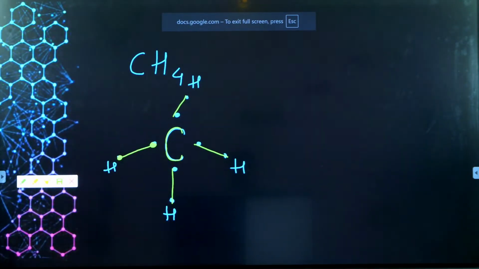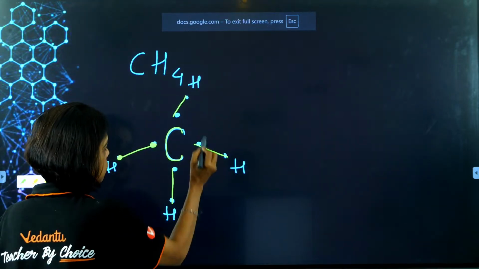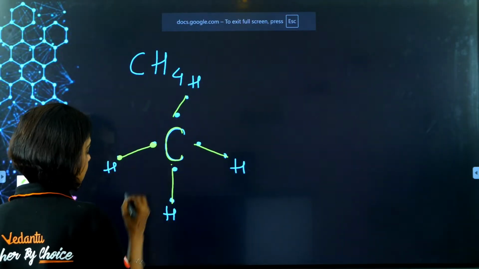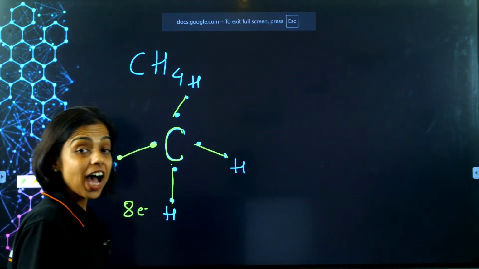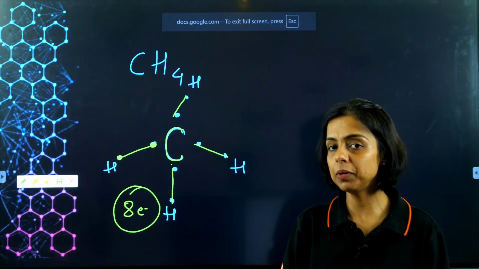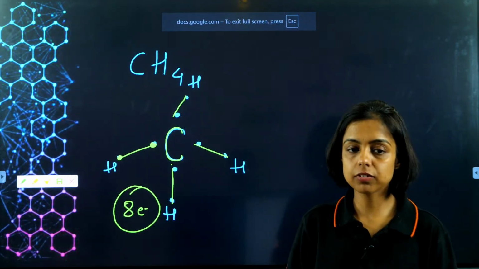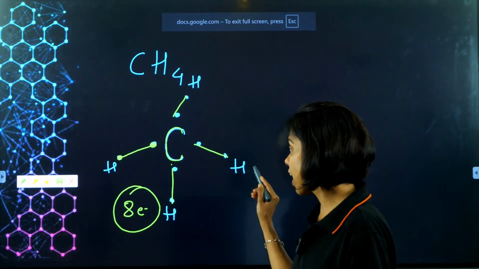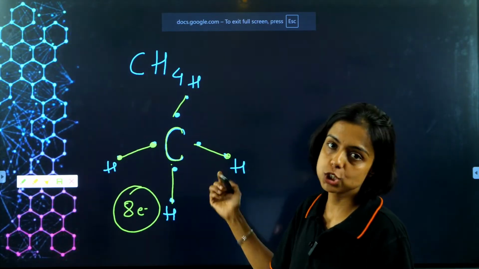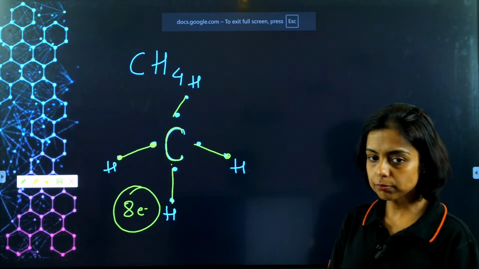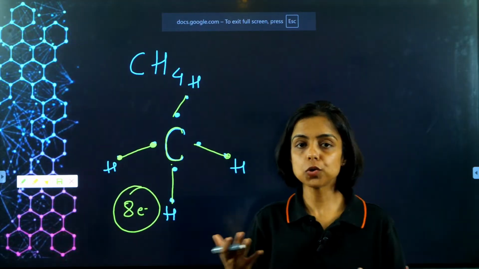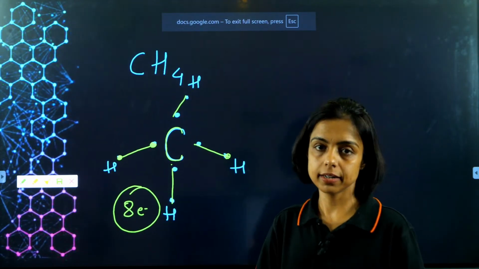Now after making this bond, how many electrons does this carbon have in the valence shell? 4 its own and 4 shared by hydrogen. So total 1, 2, 3, 4, 5, 6, 7, 8. 8 electrons your carbon will have after making bonds with hydrogen. That means the octet of CH4 is complete. It becomes stable after making the bonds with hydrogen. And also for hydrogen, earlier it had 1 electron. After getting 1 electron from carbon, its duplet is complete, just like helium. Right? So that is why, according to Lewis, this molecule is stable because carbon has its complete octet.